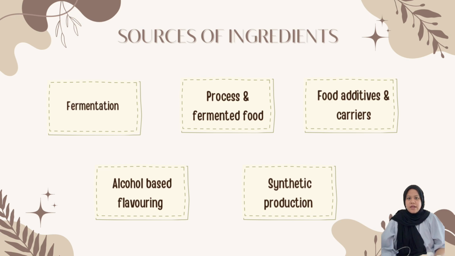Next, processed and fermented food. Some foods like soy sauce, kombucha, and vinegar naturally contain ethanol. And for food additives and carriers, ethanol is used to dissolve or carry active ingredients, which are colors and aromas. And the last one, synthetic production, less common: chemically derived ethanol used in some industries for food processes.